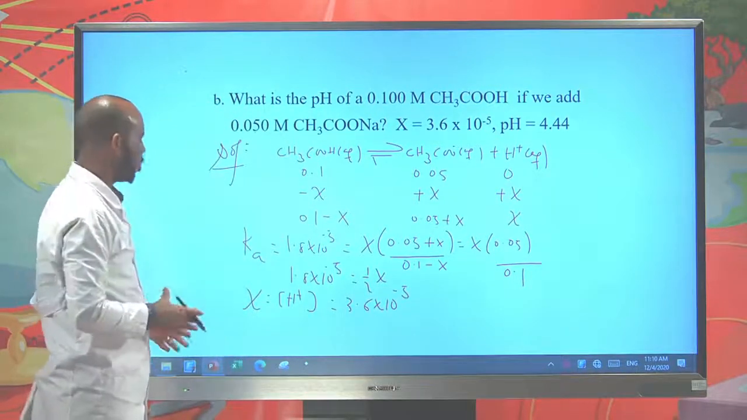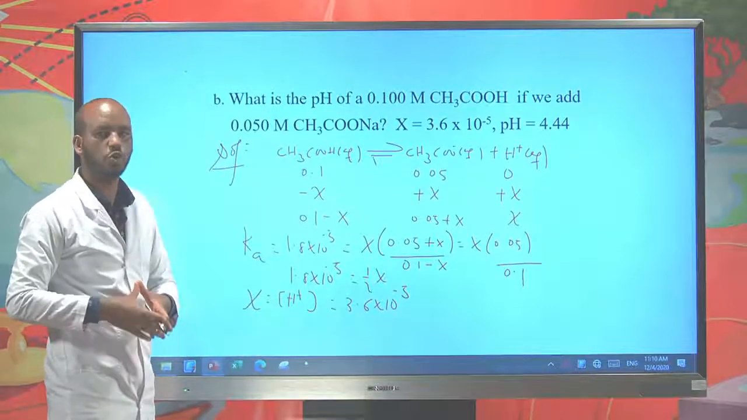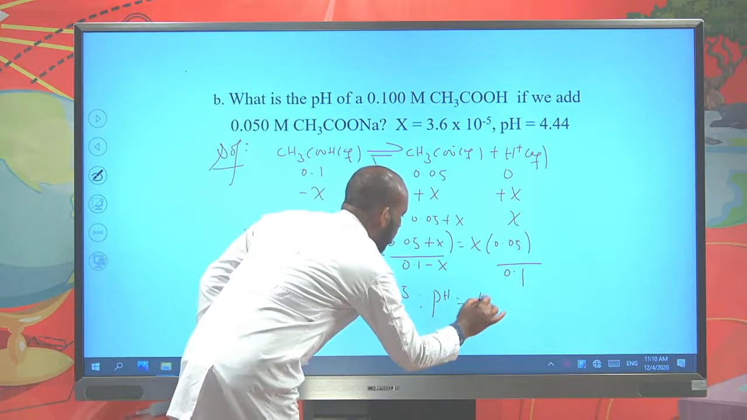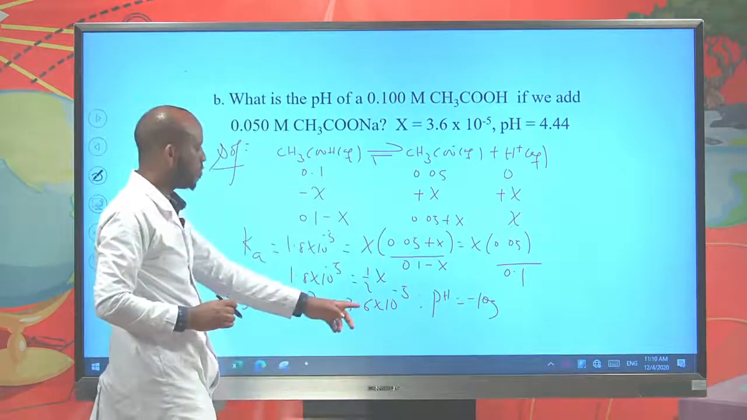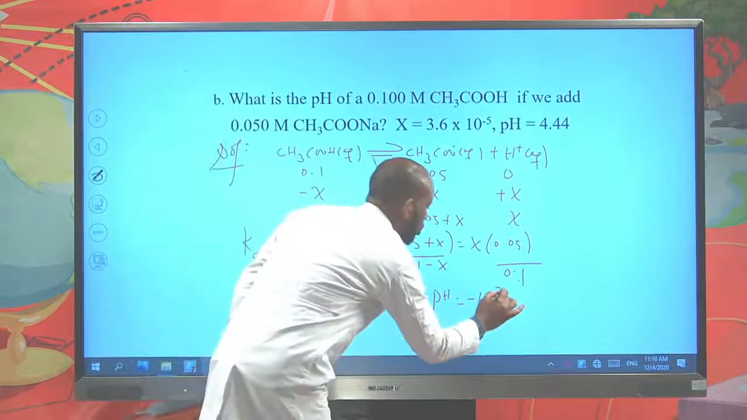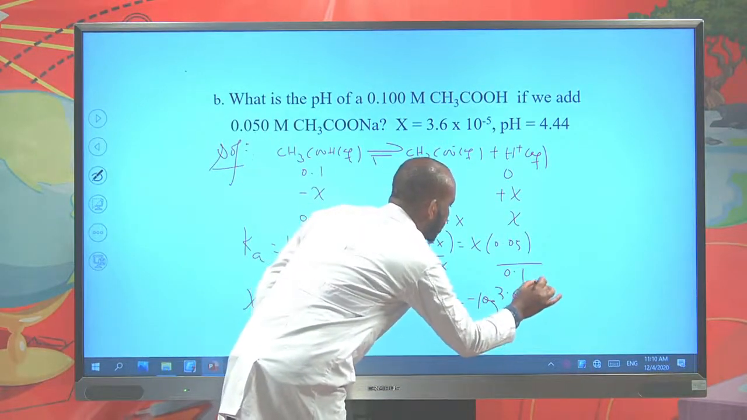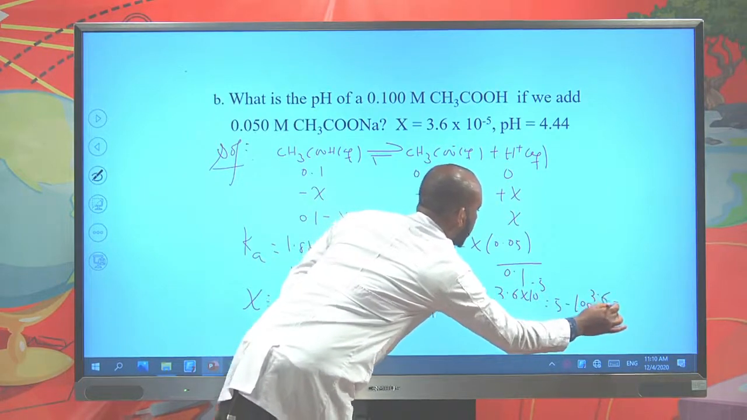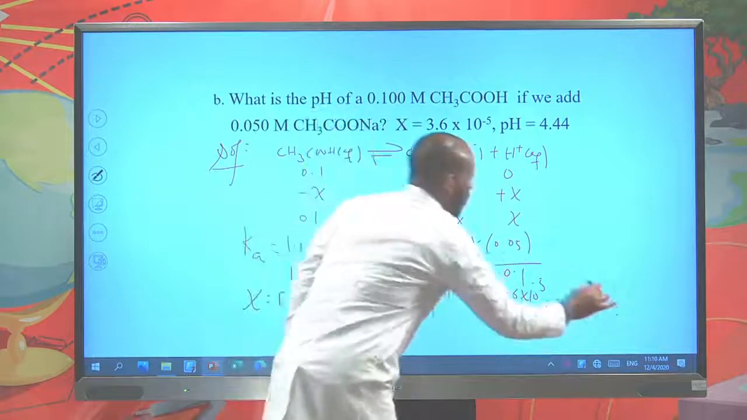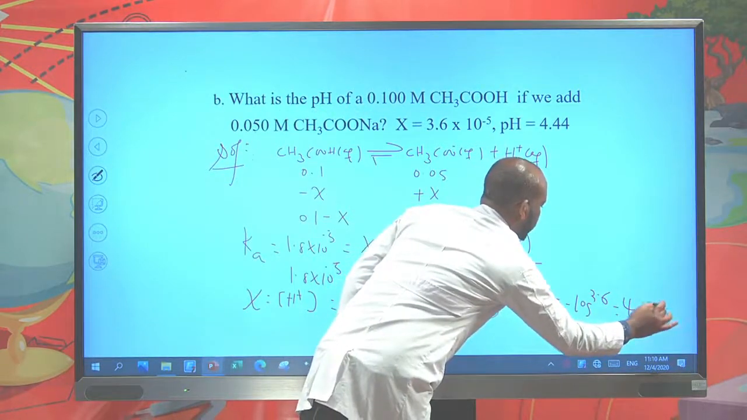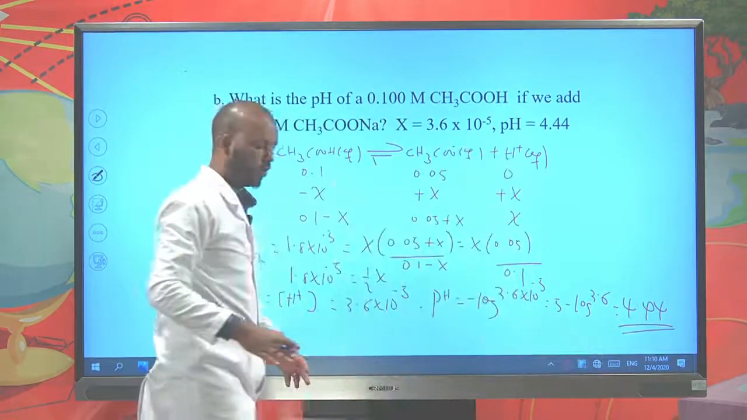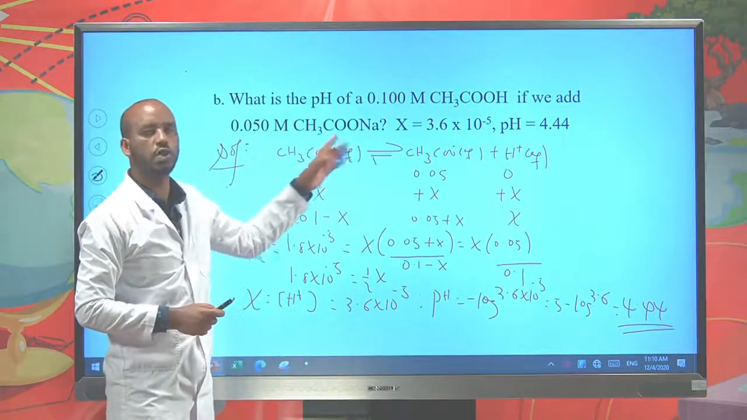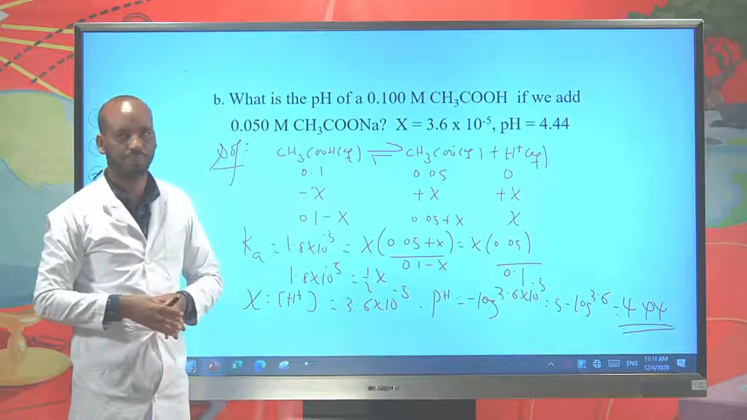Now the pH of this solution is the negative logarithm of the hydrogen ion concentration. pH equals minus log of the H plus concentration, which is 3.6 times 10 raised to minus 5. That equals 5 minus log 3.6, which equals 4.44. This is the pH of the solution after adding a substance that can provide a common ion, acetate.